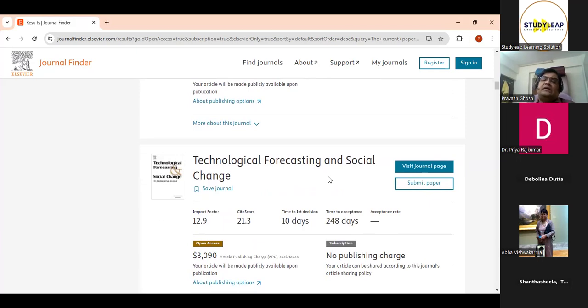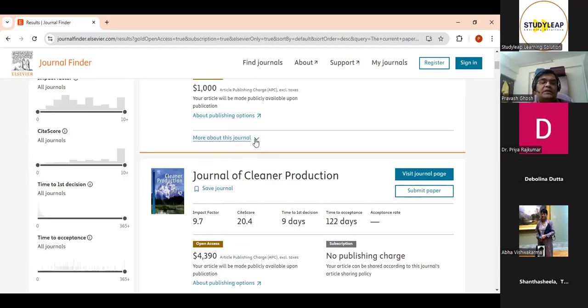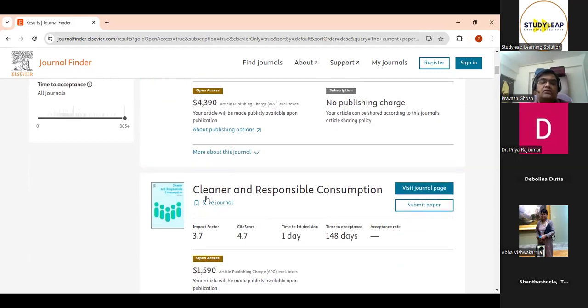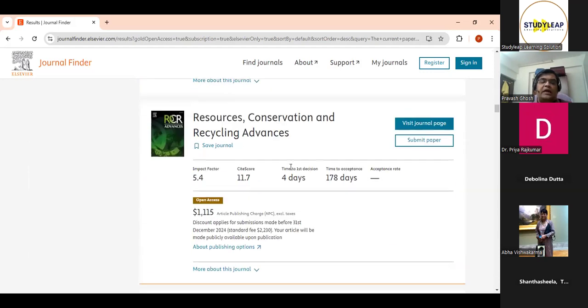How can we find out from the journal page? What should we see before submitting our paper? What are the observables before submitting the paper? So these are some of the parameters. Journal of Cleaner Production, you can see, and so just 40 journals, you are getting on one page.